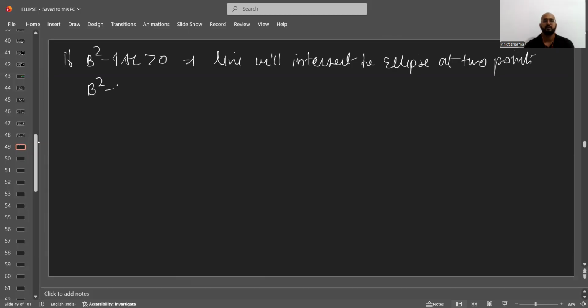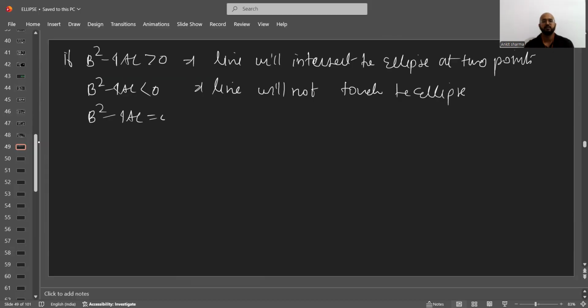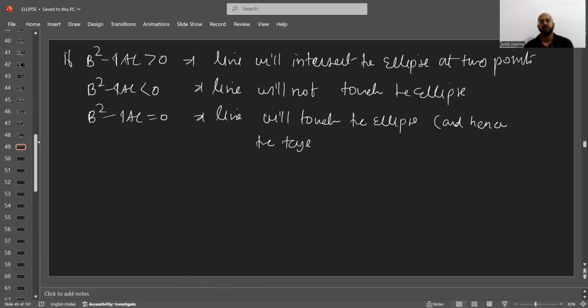And if b square minus 4ac is negative, then the line will not touch the ellipse. And if b square minus 4ac is 0, the line will touch the ellipse, and hence it becomes the tangent. So now we can solve for this condition that b square minus 4ac is 0.